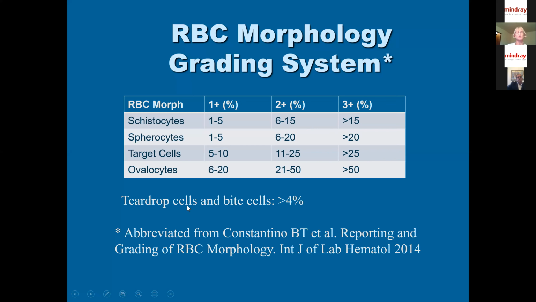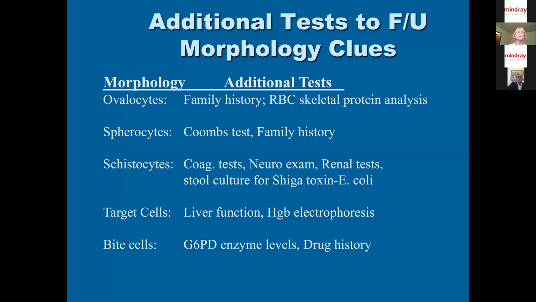And we haven't mentioned teardrop cells, but those also can be very important for suggesting pathology. They're not necessarily associated so much with hemolytic anemias. So if you're going to follow up on these red cell morphology abnormalities for the ovalocytes and spherocytes, family history is important. They're due to autosomal dominant inheritance, so usually one of the parents would also have the same abnormality, and due to red cell skeletal membrane abnormalities.